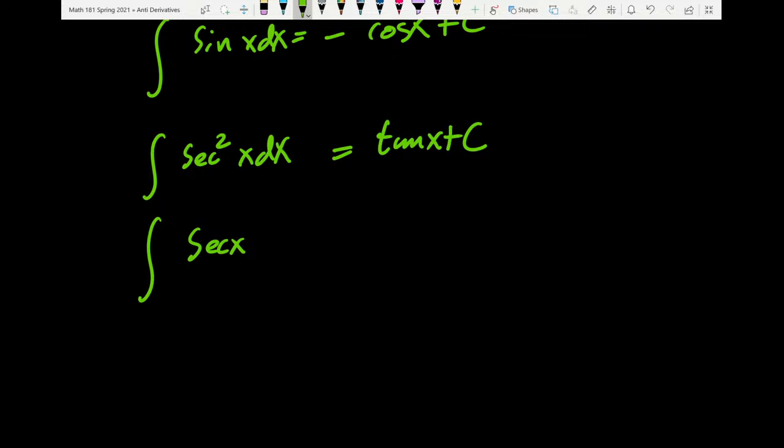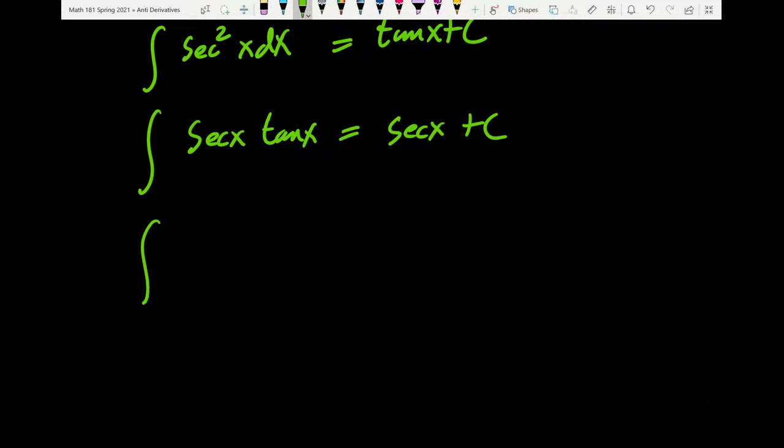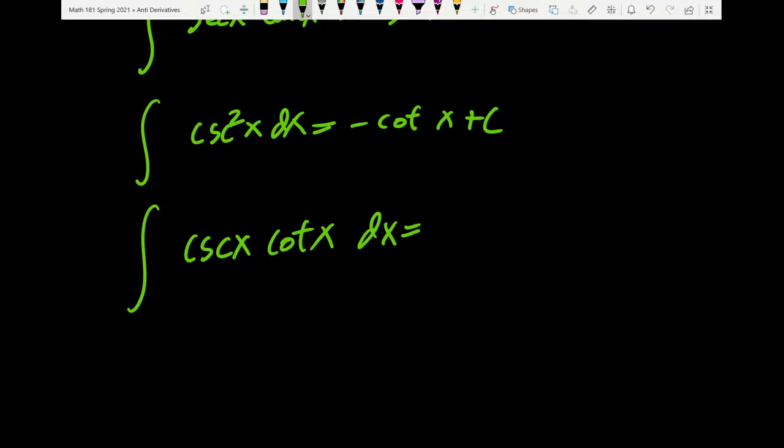A lot of them you're gonna learn in calculus 2 how to get that. I'm just giving that to you for now, but later on you will learn how to do that. Cosecant squared of x dx equal negative cotangent of x plus c. And then the last one is cosecant x cotangent of x dx equal negative cosecant of x plus c.